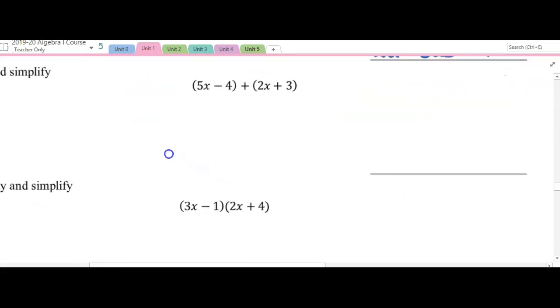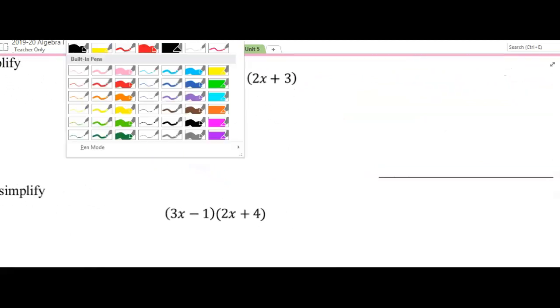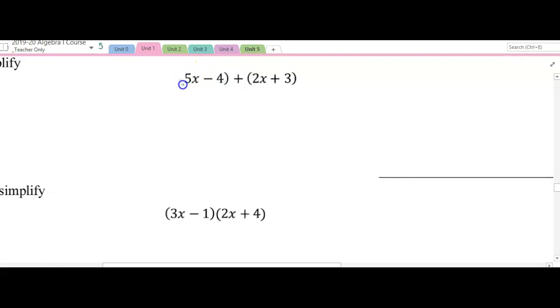The next one we just need to add. Well, technically we really don't even need the parentheses when it says add, so I'm going to go ahead and just get rid of them. We just want to add the x terms, and we want to add the constant terms. 5x and 2x makes 7x. Negative 4 plus 3 makes negative 1.